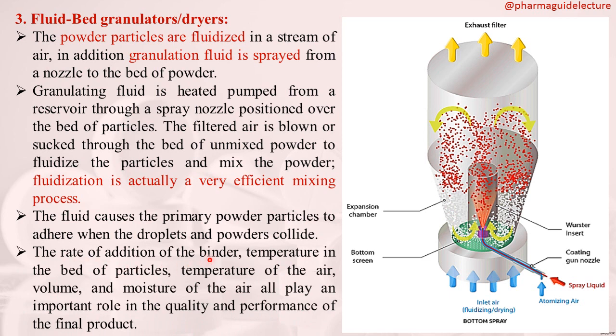The rate of addition of the binder, temperature in the bed of the particles, temperature of the air, and volume and moisture of the air play a very important role in the quality and performance of the final product. What factors are important? Binder, rate of addition of the binder, temperature in the bed of the particles, temperature of the air, volume and moisture of the air. These are important in the quality and performance of the final product.